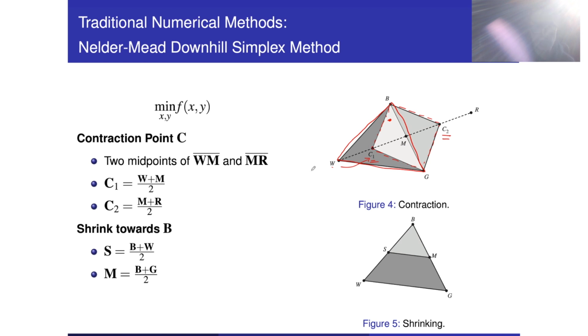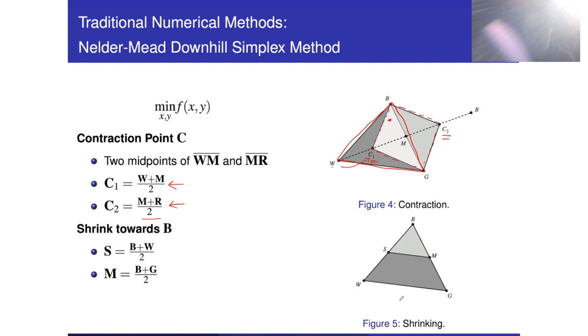If you are going to use C1, this is the equation: W plus M, the midpoint, divided by 2 is C1. C2 is the midpoint of R plus M, divided by 2. So we have this equation for C2. Later on, I'm going to demonstrate how to integrate C1 and C2 in an algorithm.